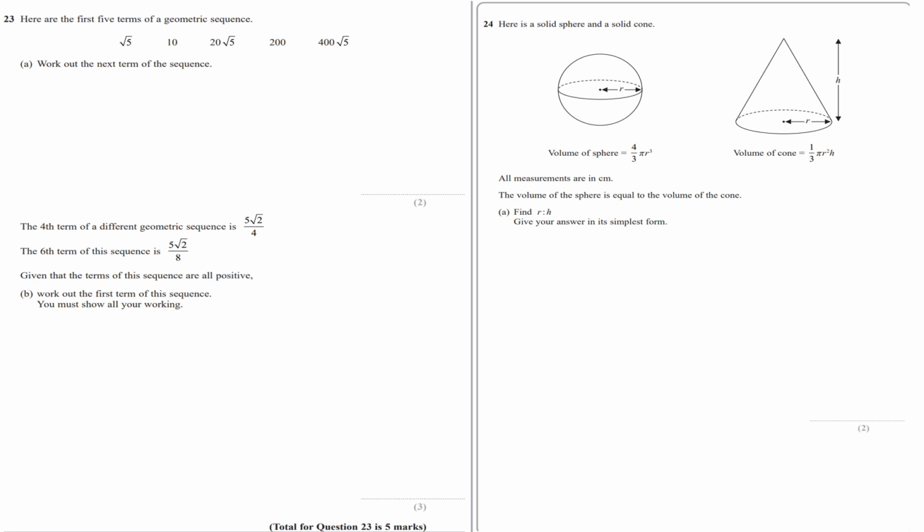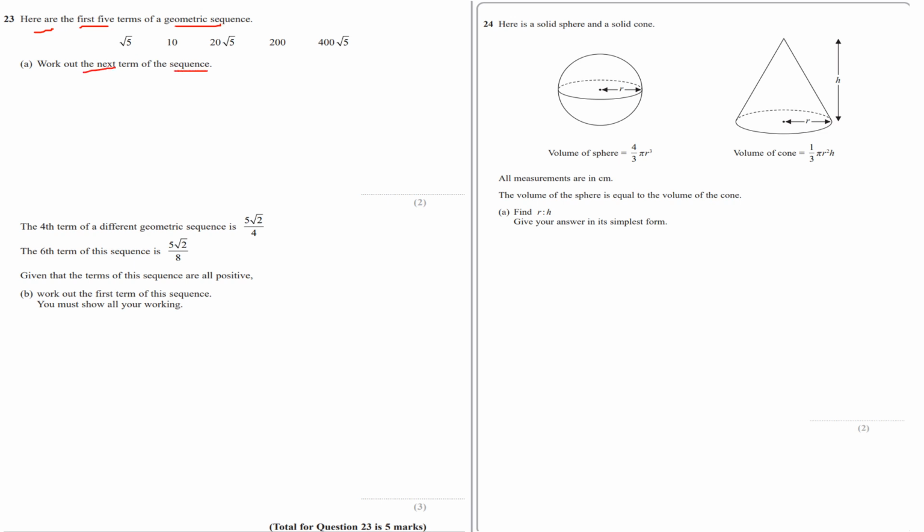GCSE 9 to 1 maths, okay, looking at the back end of an Edexcel higher tier paper from the November 2022 exam series, paper 1, non-calculator paper. Okay, we're looking at some grade 8, 9 questions on the Edexcel paper. This question number 23. It says, here are the first 5 terms of a geometric sequence. Part A, work out the next term in the sequence.